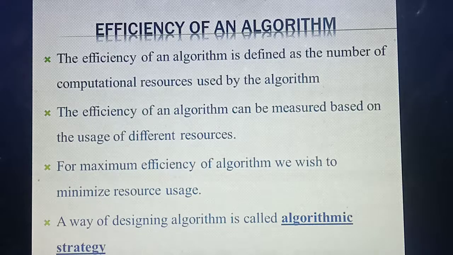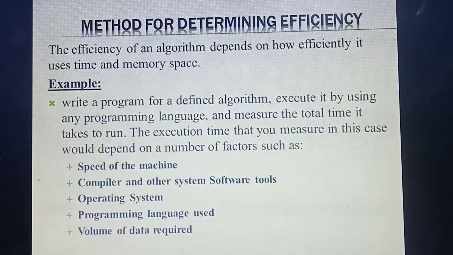One more question. So the way of designing an algorithm is called dash. Algorithmic strategy. Okay. So the way you are designing an algorithm is called algorithmic strategy. Okay. So next one is method for determining efficiency. So by using what methods, or using what factors, you are going to determine the efficiency of an algorithm.